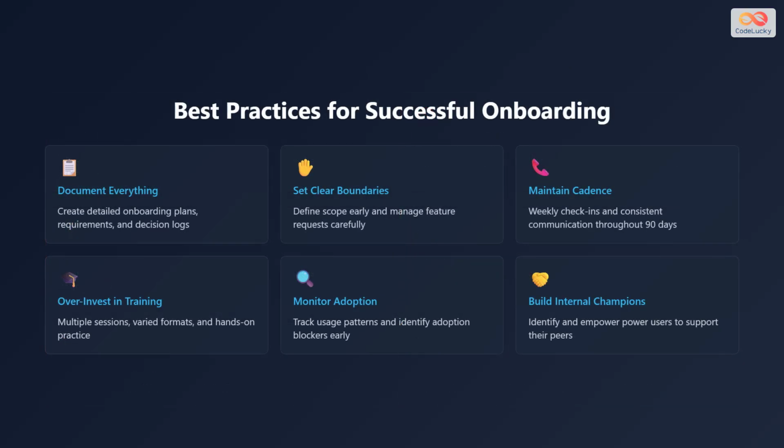Successful onboarding requires a structured approach. Document everything so your process is consistent and repeatable. Set clear boundaries by defining scope early and managing feature requests carefully. Maintain regular cadence with weekly check-ins and consistent communication throughout the entire 90 days. Overinvest in training by offering multiple sessions in different formats with hands-on practice. Monitor adoption by tracking usage patterns and identifying blockers early. Finally, build internal champions by identifying and empowering key users who can influence their team.